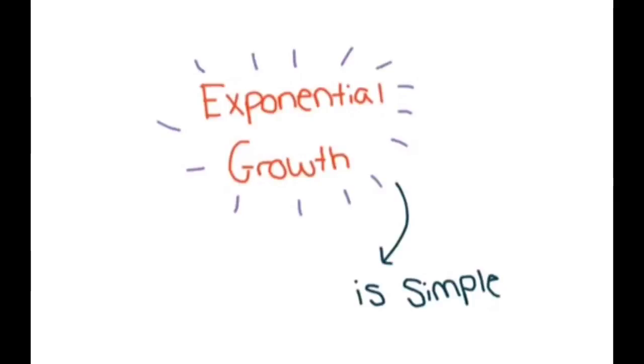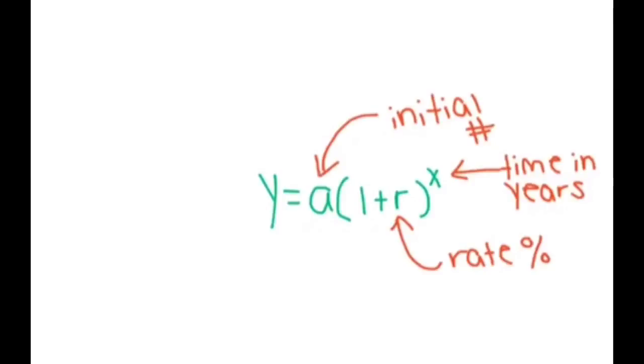As you know, the formula for exponential growth is y equals a, open parenthesis, 1 plus r, close parenthesis, to the power of x. A stands for initial number. R stands for a rate, which will be shown as a percent, and x stands for time in years.